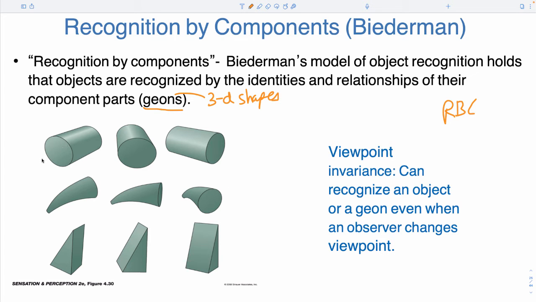Notice that we can look at them from different points of view. From here, right? From the left, sort of head on, and then here a little more from another angle. And so we can view these objects from slightly different angles and still recognize them as the same object. That, by the way, is called viewpoint invariance, that we can recognize the object or a geon even when the observer changes their point of view. So if we're walking around a car, looking at it from these different perspectives, different locations, it's going to all look the same.